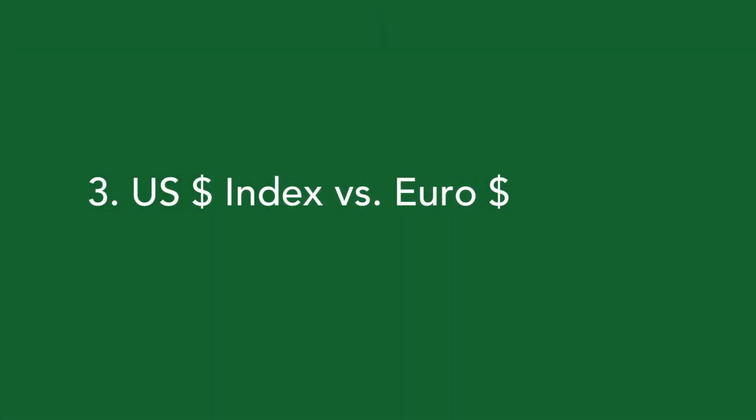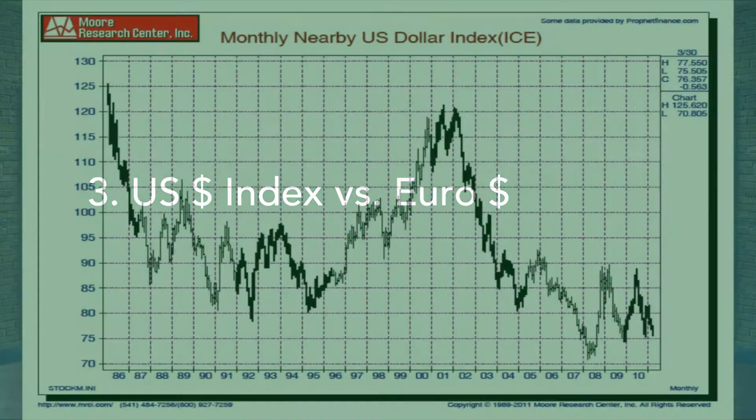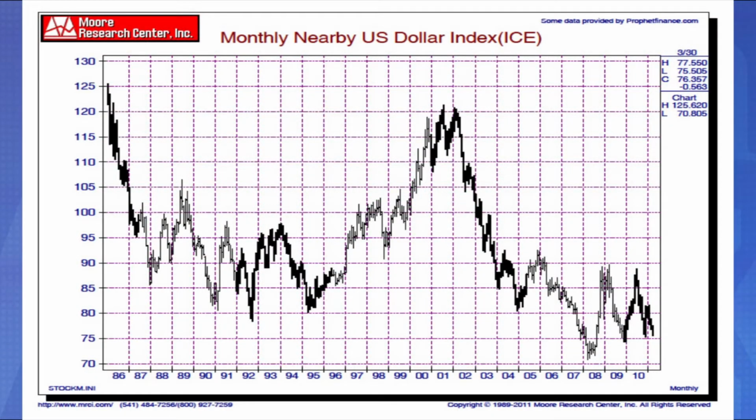Our third topic today is about the US dollar index versus the euro dollar. Let's look more closely at that US dollar index. It's the most widely recognized global currency in the world. The US dollar index tracks the US currency against 6 other major currencies. The major one, or the largest weighting, is the euro dollar at 56%. The Canadian dollar comes in around 10%.